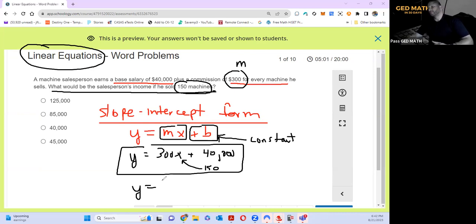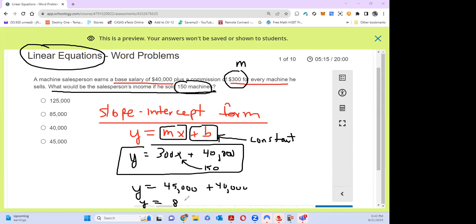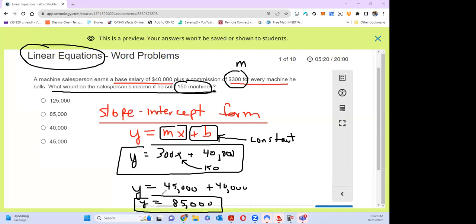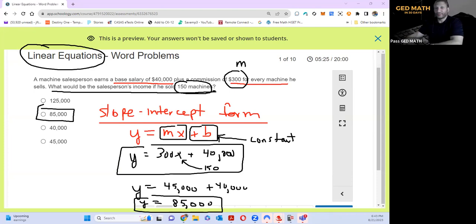It is 45,000. 45,000 plus 40,000. What's 45,000 plus 40,000? Not 95,000. 85,000. I'm getting 85. Look at that, you now have your answer. But what's so important is identifying what's changing and what is not when you're using slope-intercept form.